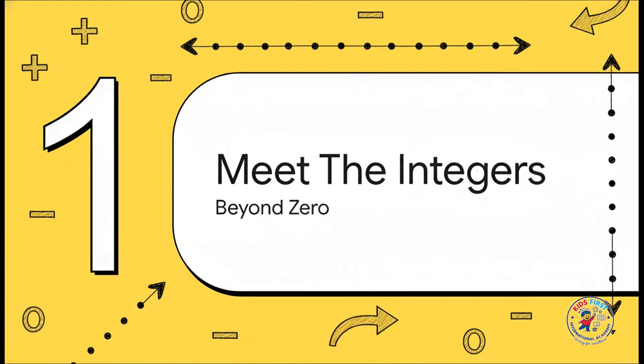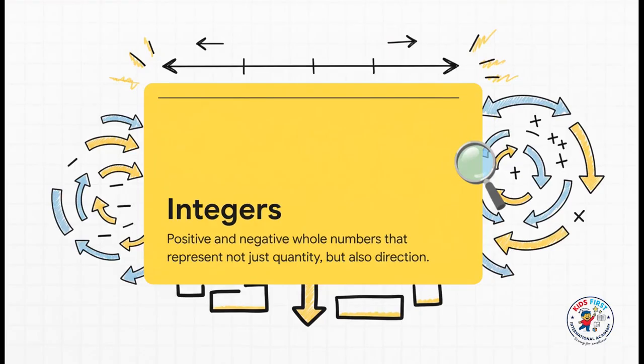To crack this puzzle, we've got to first get reacquainted with our main characters in this story, the integers. So, unlike the numbers you first learned to count with, 1, 2, 3, integers add a whole new dimension. They don't just tell us how many, they also tell us which way from 0.